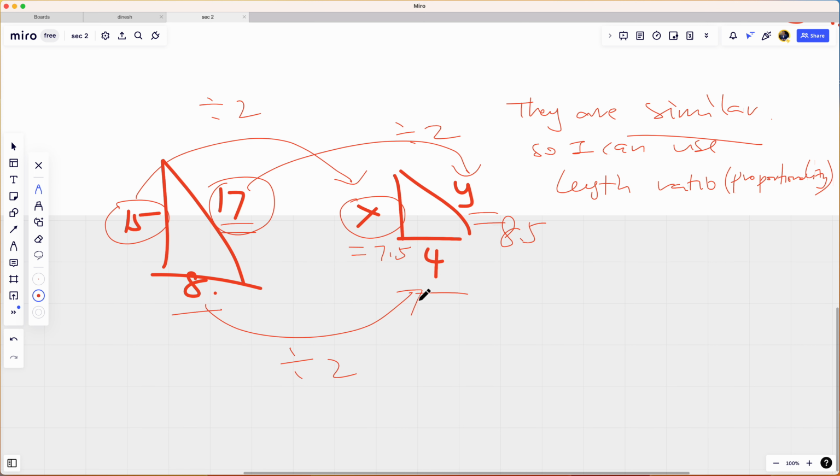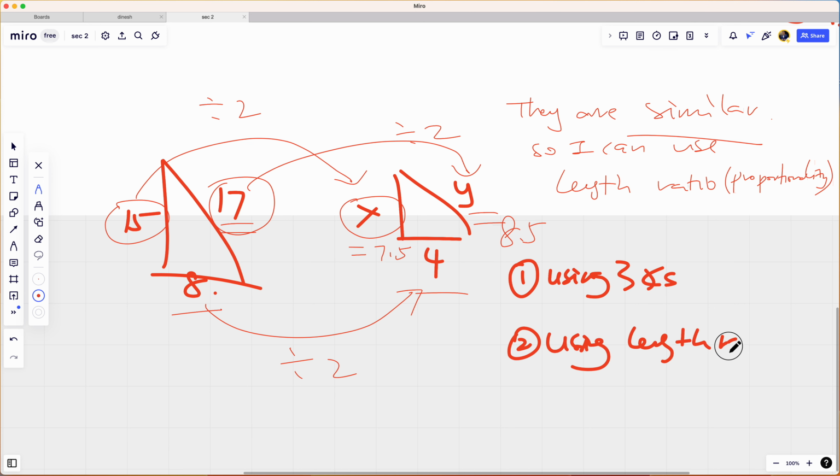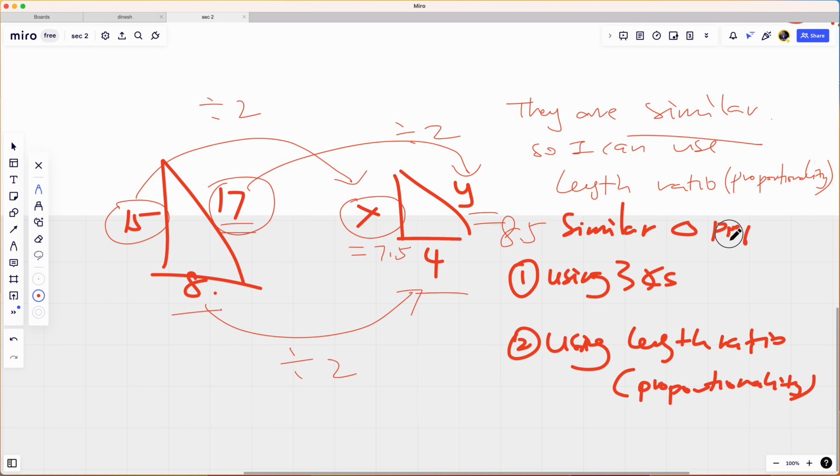So the two approaches: the first one is using angles, three angles, and the second one is using length ratio. And in this case it is proportionality. So these two are similar triangle properties that you can use. Can you write it down? Go back and memorize.